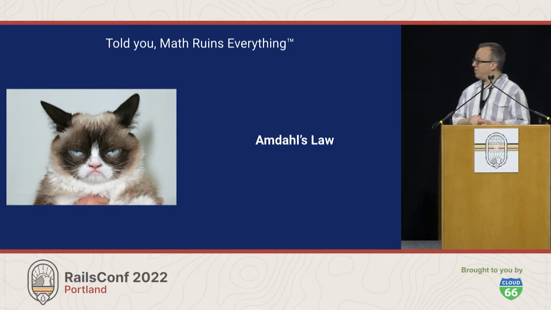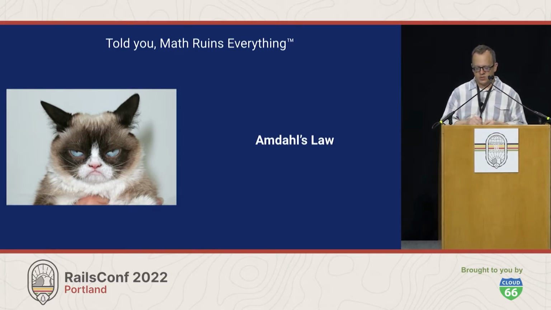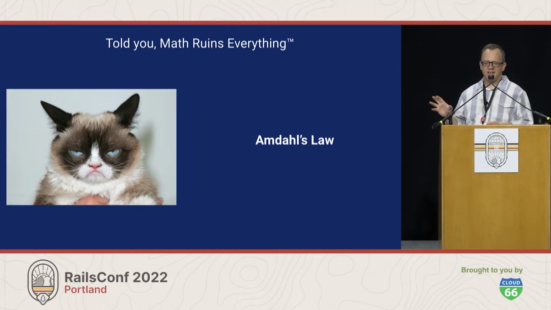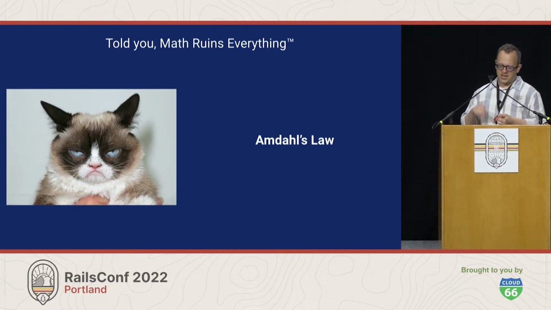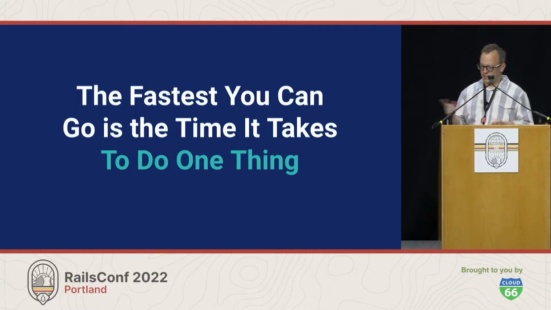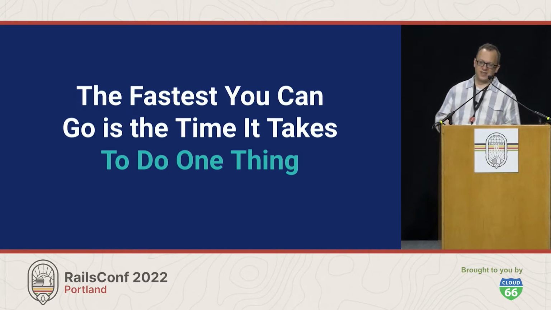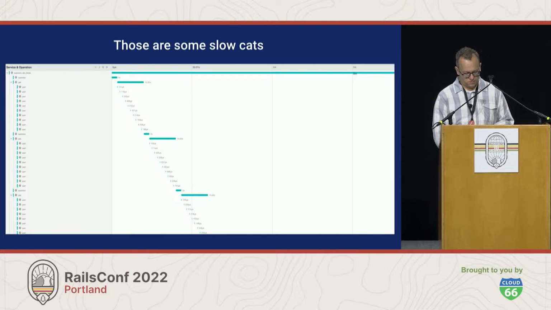And this is called Amdahl's law. The performance of the program is limited by its sequential part. Because each cat has to be summoned before it is petted and must be petted for 10 seconds, it's not possible to make the algorithm faster than that. This is Amdahl's law restated. The fastest you can go is the time it takes to do one thing.